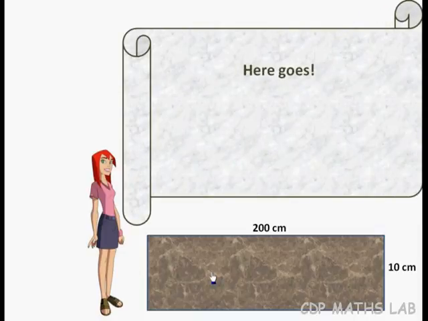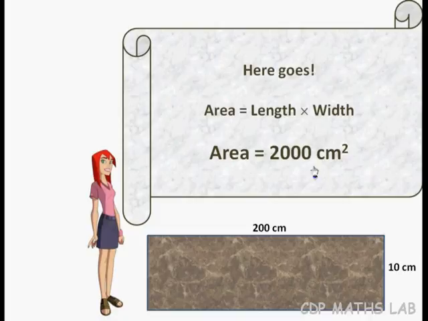Here goes. Area is equal to length times width. So this is the method or the formula to use to find the area of a rectangle. Area equals length times width. And the answer is 2000 square centimeter. Now, you might be asking how we got that answer. Think about it and try it for yourselves to see if you get the right answer.